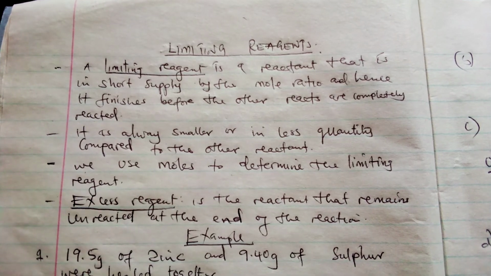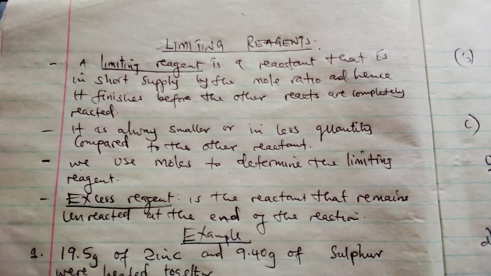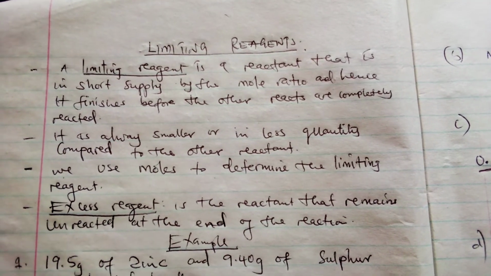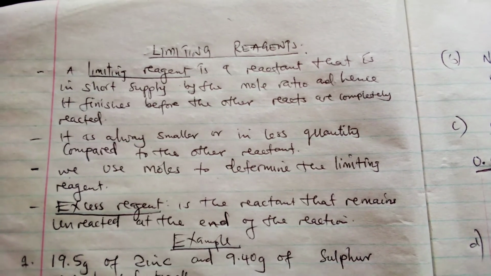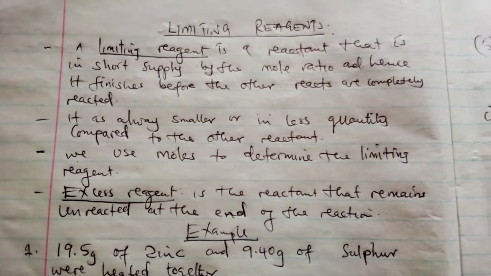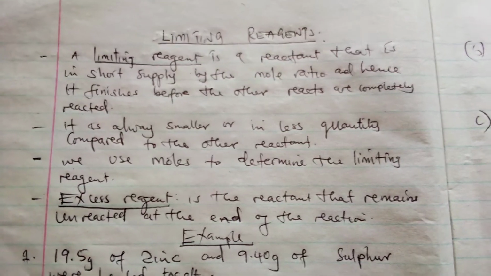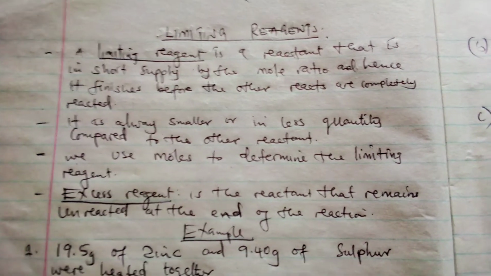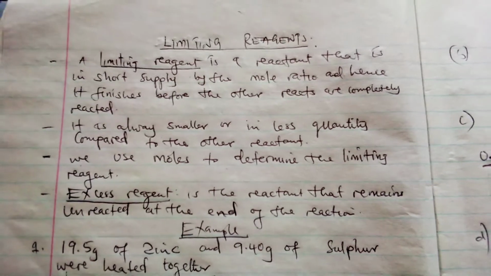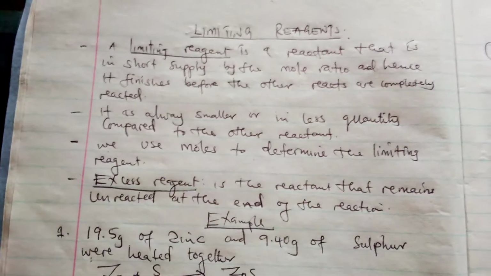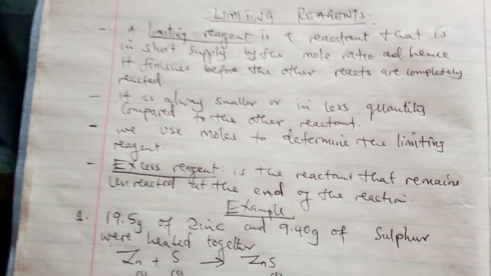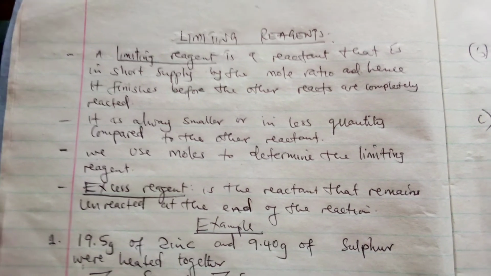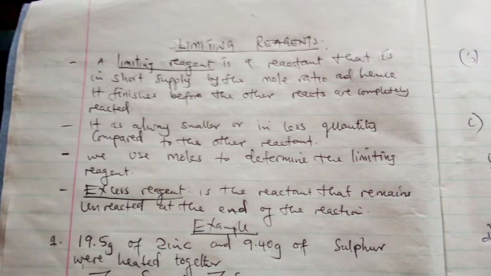When we're talking about limiting reagent, know that we are talking about reactants. When you want to perform a chemical reaction, there are reactants that you put together. Two or more reactants, you put them together and then you expect a product. Between the reactants, for example when you have two reactants, one reactant might finish faster than the other. The one that finishes fast, the one which is in short supply, is called the limiting reagent.